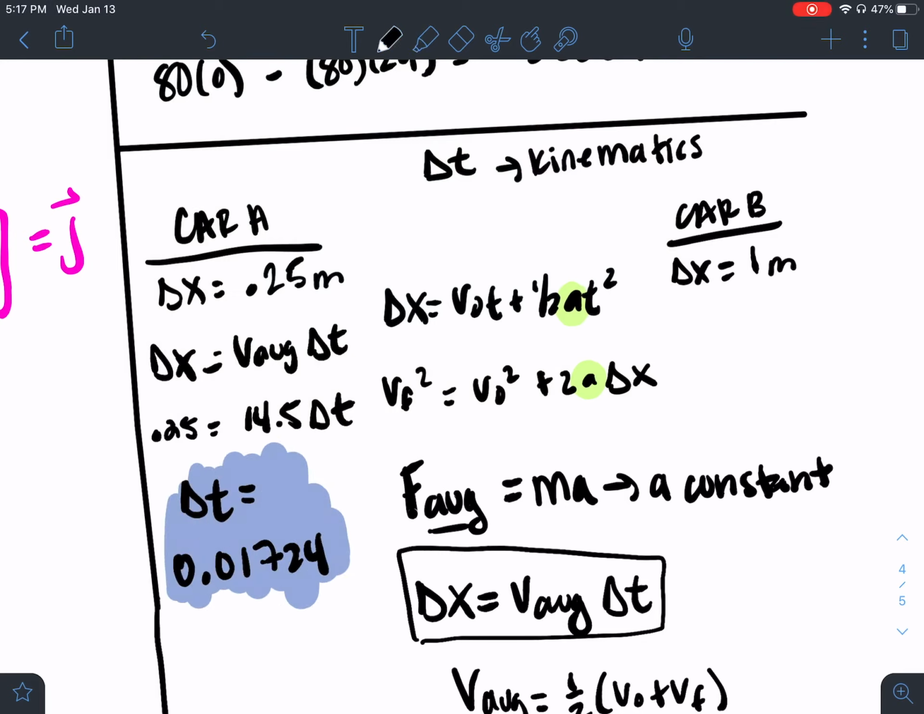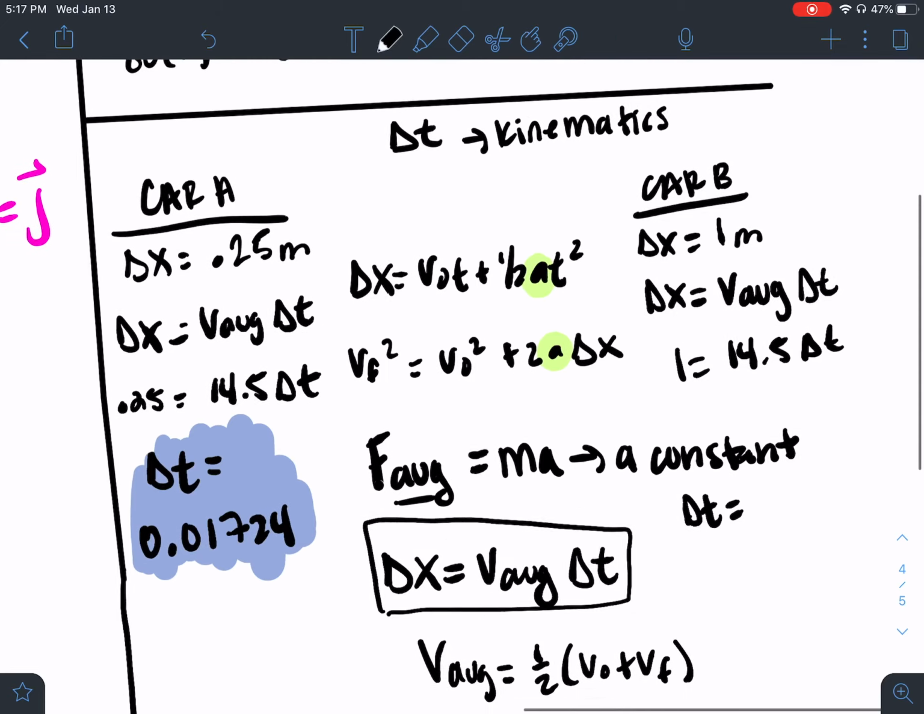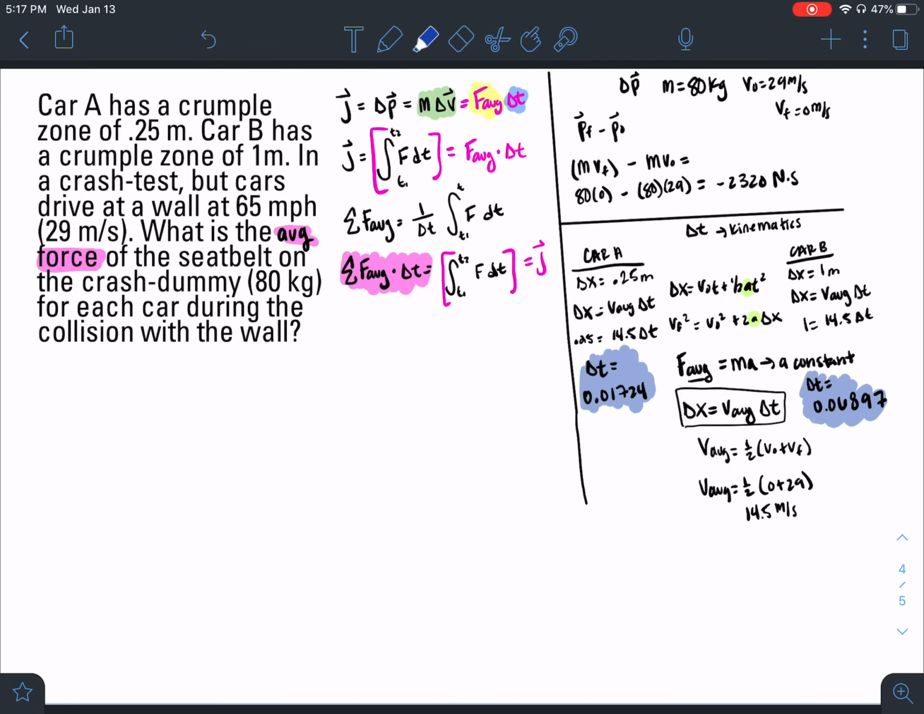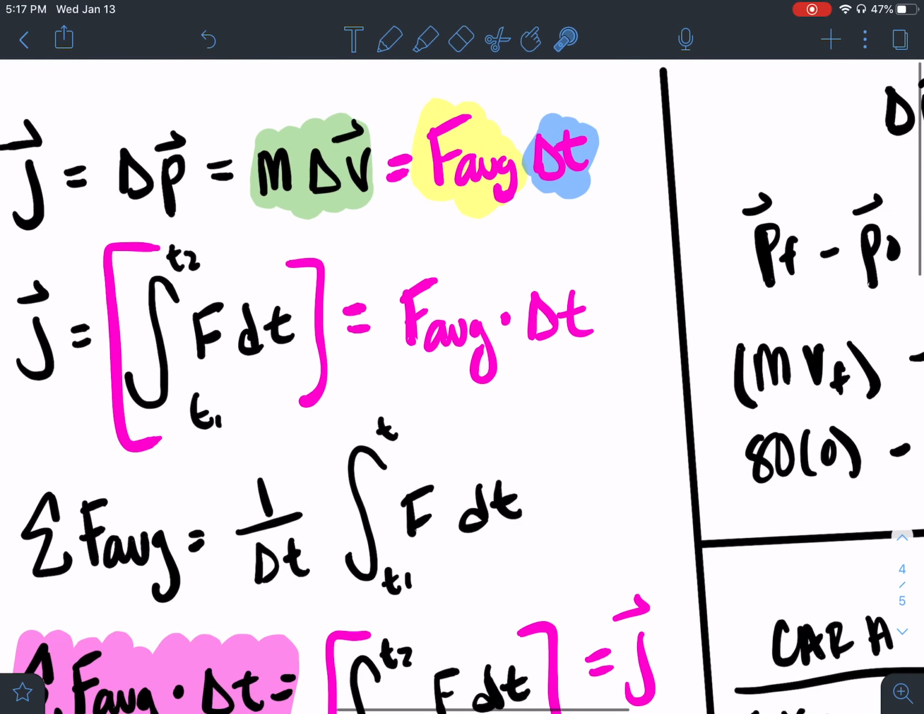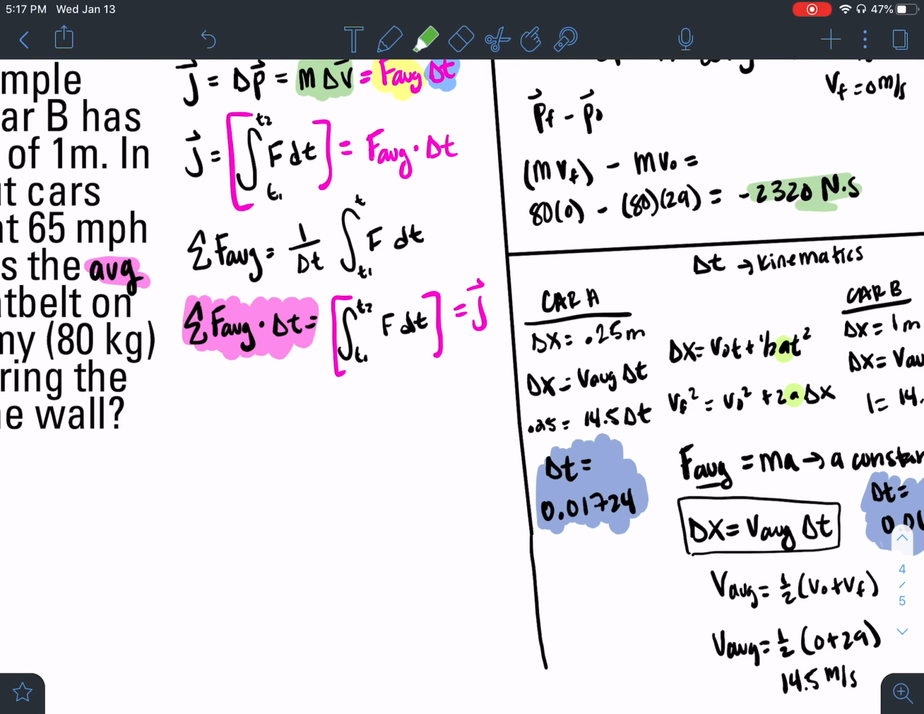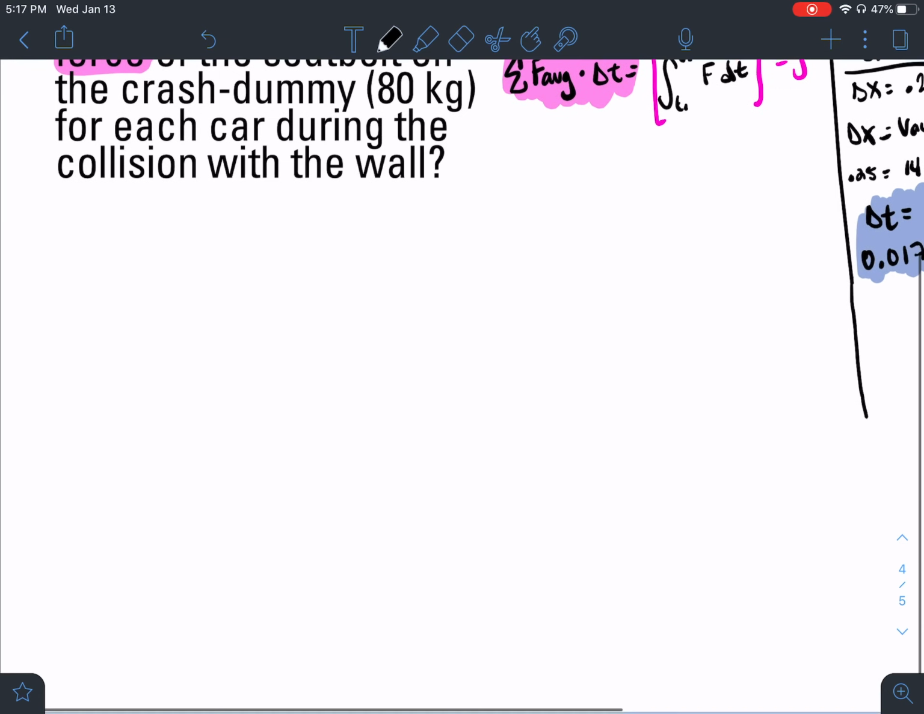And we can do it for the other car. And here we get a delta T of 0.06897. And once again, I'm going to highlight that in blue so we can come back to it. So now if we go back to our original equation, we were trying to find our force average. We needed to know our change in momentum and our change in time. I did not highlight it, so I'm going to now. We have our change in momentum, we have our change in time, so we're ready to go.